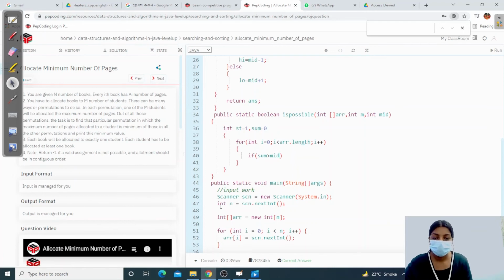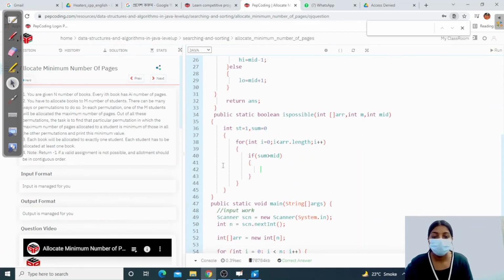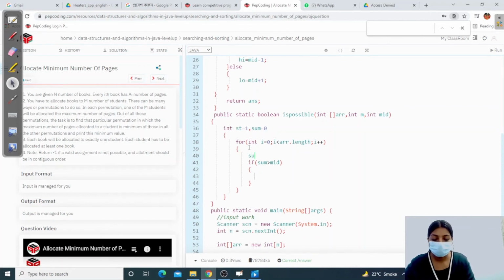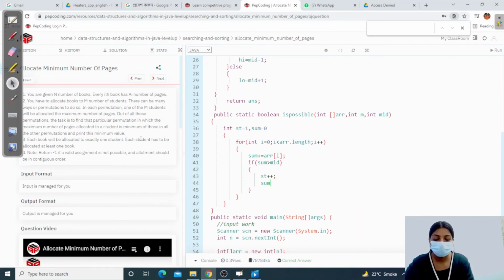All right, now I will check if my sum plus arr of i is greater than mid. If not, my sum plus equals arr of i. I will continue to include my books till the number of pages becomes greater than my capacity. If my number of pages becomes greater than my capacity, then what am I going to do? I will increase the number of students, and my sum becomes the number of pages allocated to my second student. My new sum is going to be equal to the number of pages at index i.